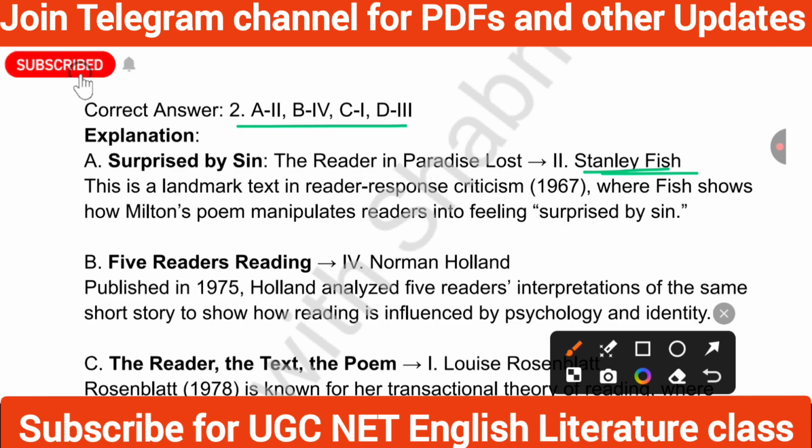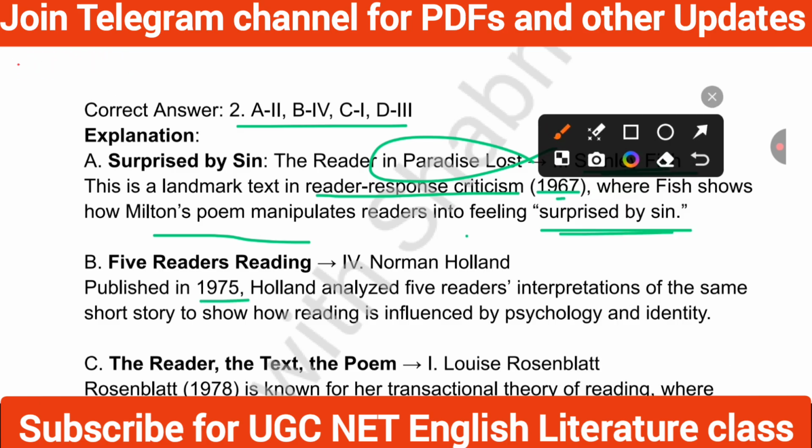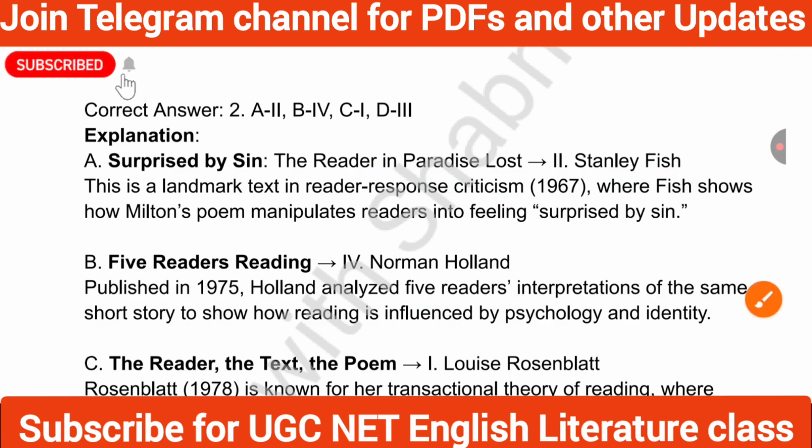This is a landmark text in Reader Response Criticism, 1967, where Fish shows how Milton's poem manipulates readers into feeling surprised by seeing. Paradise Lost is mentioned here. Five Readers Reading, what is this? Norman Holland, published in 1975. Holland in this work analyzed five readers' interpretations of the same short story to show how reading is influenced by psychology and identity. So this was Five Readers Reading.